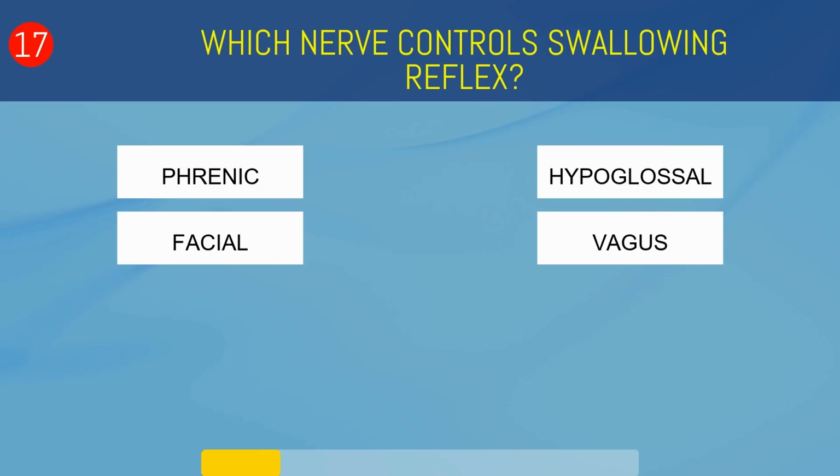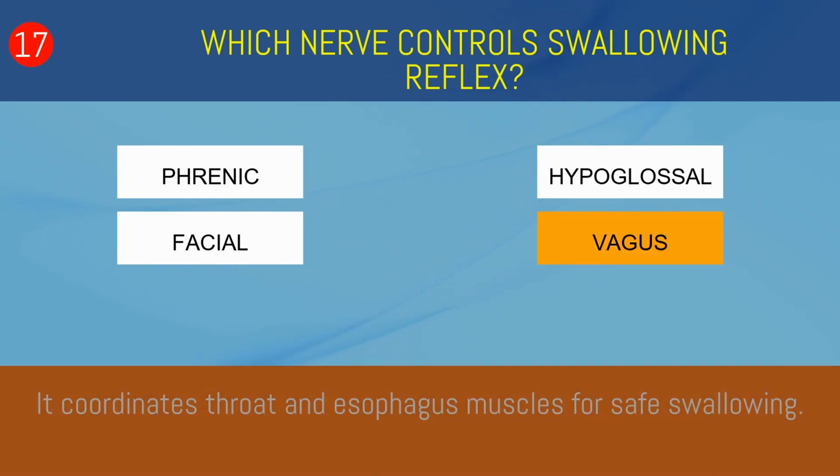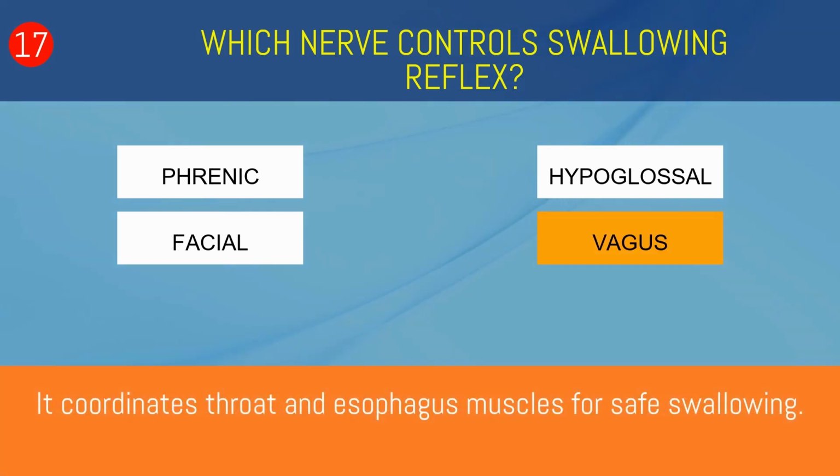Which nerve controls the swallowing reflex? Phrenic, facial, hypoglossal, or vagus? Vagus. It coordinates throat and esophagus muscles for safe swallowing.